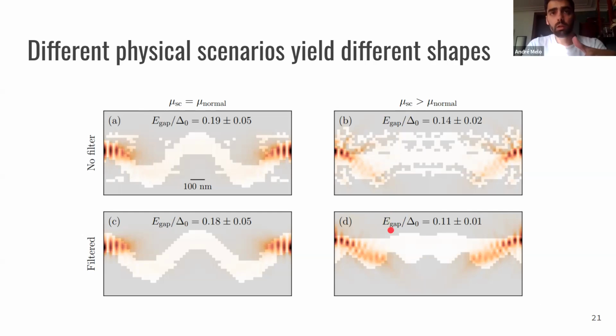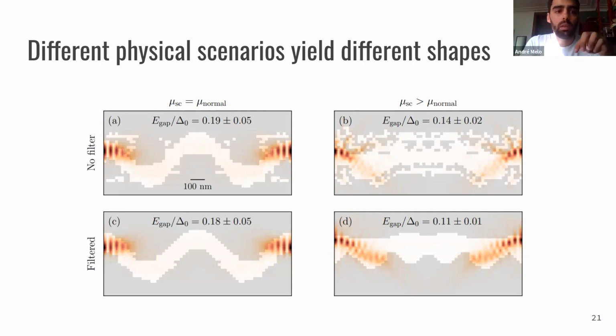Once we add back the filter, we restore the smoothness of the shape. But interestingly, unlike the previous results, this one doesn't close all trajectories. So that's an interesting result. Also, if you look at the gap values, you see that they are lower than in the homogeneous chemical potential case. We think that's because when you introduce a mismatch, you allow for normal scattering to occur at the interface. And this, in principle, complicates the optimization problem, so it's harder to find high gap geometries.